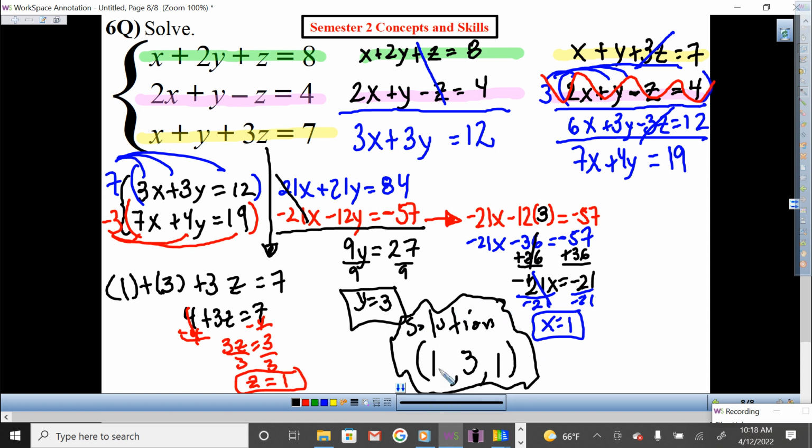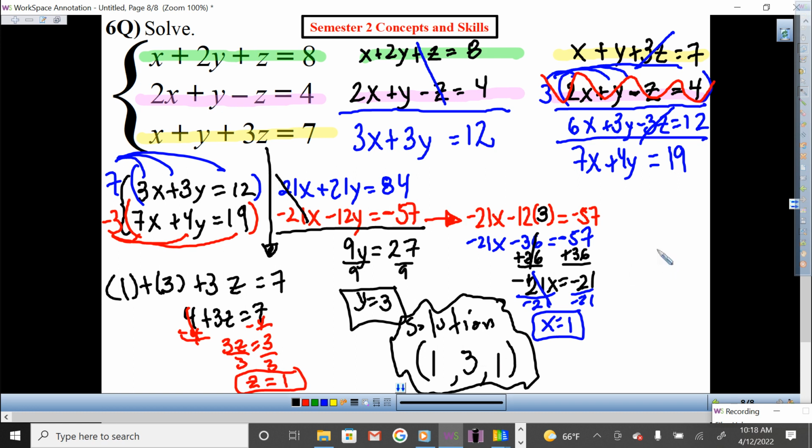Tell your neighbor what that means. What does this mean? Talk it over with your neighbor, let them know what that means. All right, what does that mean, Mel? Did we hear that? That's where all three graphs will intersect. When you graph all three of them, that's the point that they are going to intersect. It's only one point. All right.